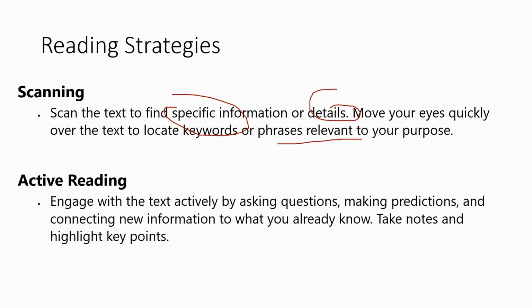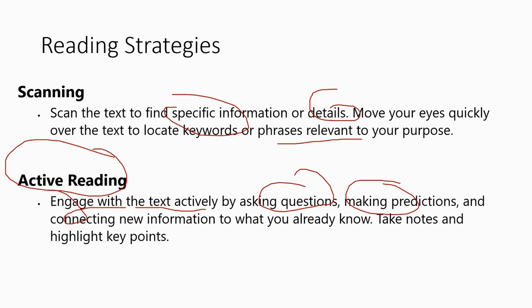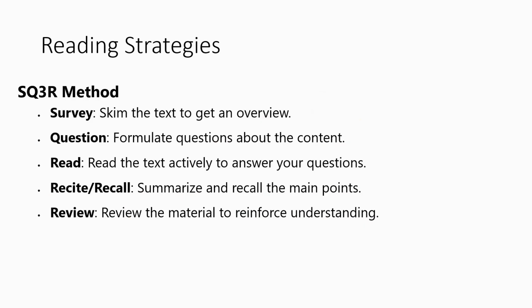Another one is active reading. Engage with the text actively by asking questions, making predictions, connecting new information to what you already know. Take notes and highlight key points. Generally, we use this practice in our reading. It is active reading. You keep on reading and try to write or make connections, think of questions, or link your knowledge with the text and try to understand it. This strategy is called active reading.